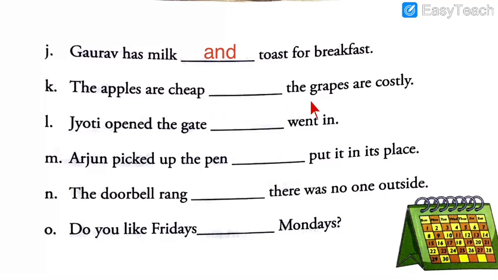The apples are cheap, dash, the grapes are costly. But the grapes are costly, because here again opposite ideas are there. So but will be the correct answer here.